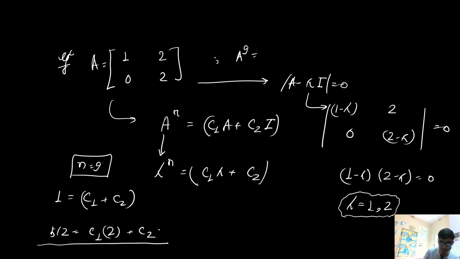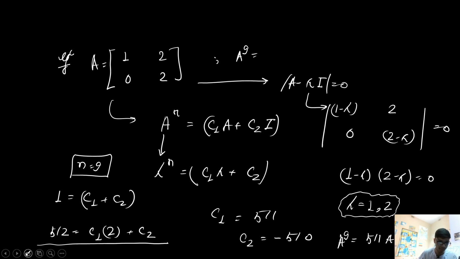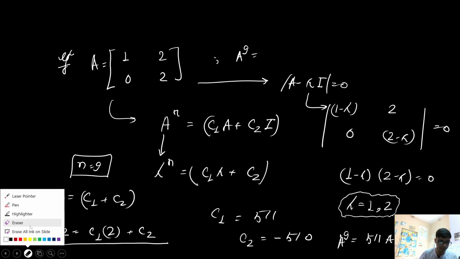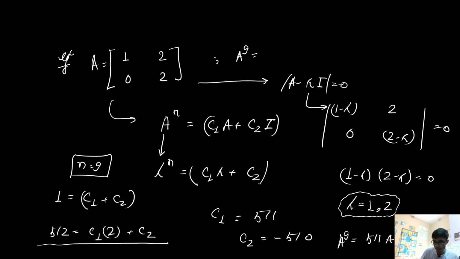Now what we do, we subtract these two equations, we get c1 is equal to 511, and from here we also get c2. If this is 511, then the value of c2 will be basically minus 510. You can check from here. So from this we can directly get to the result, that is A to the power 9 will be 511 times A minus 510 times the identity matrix. So from here we can directly get to the result.